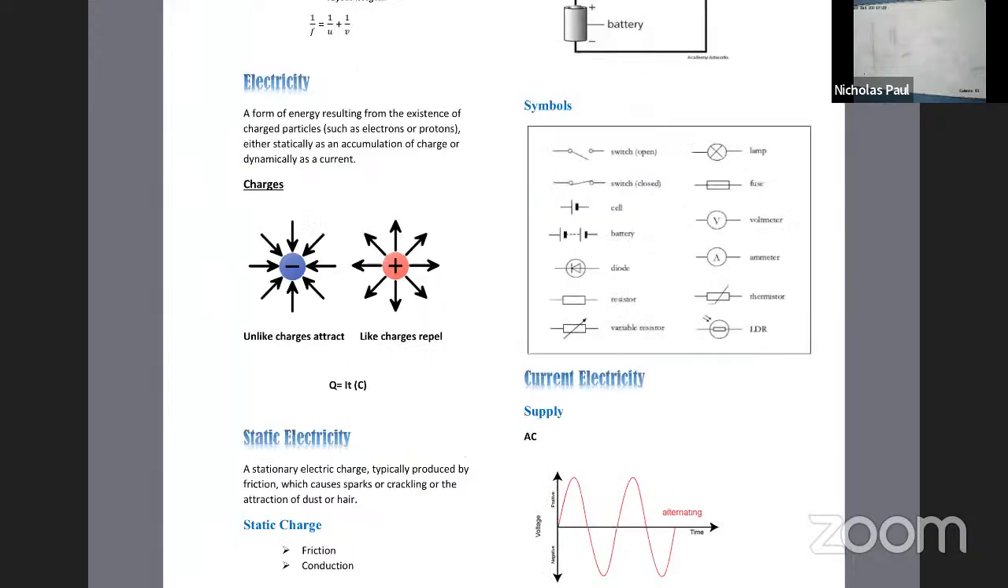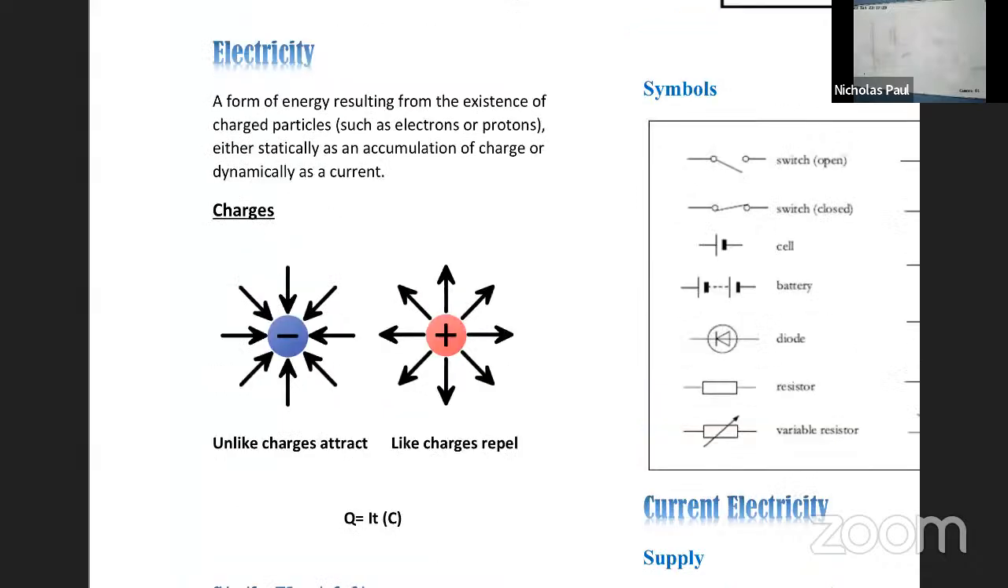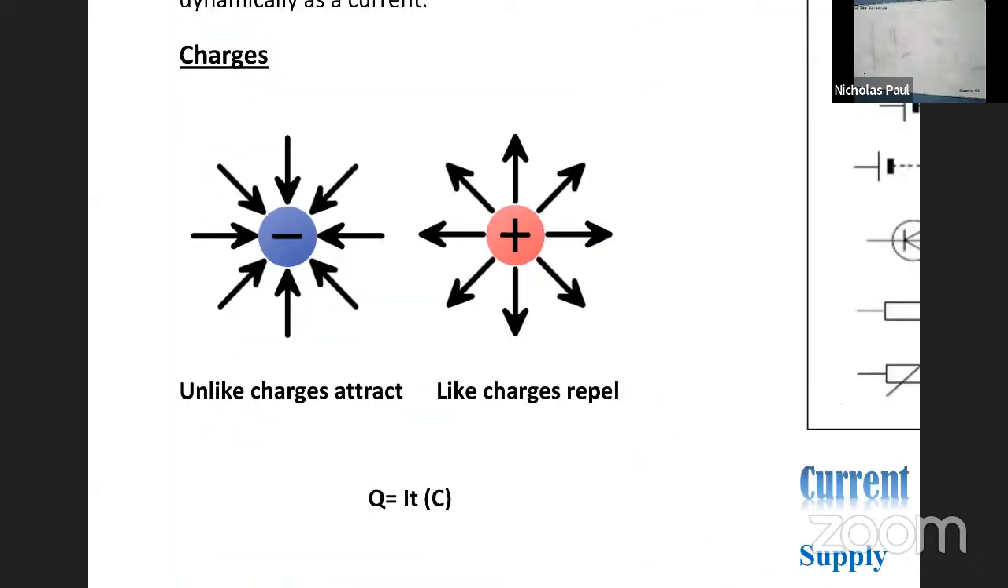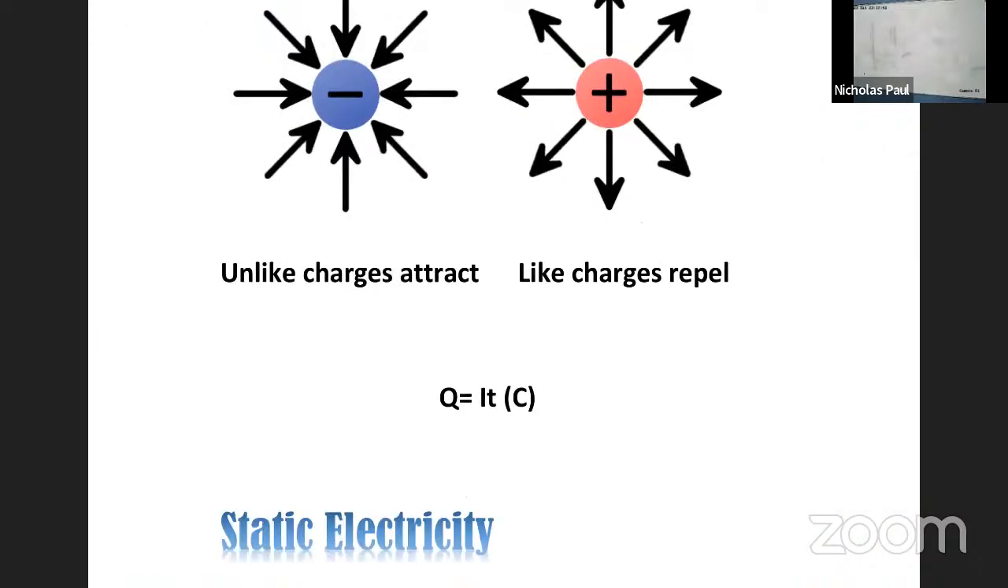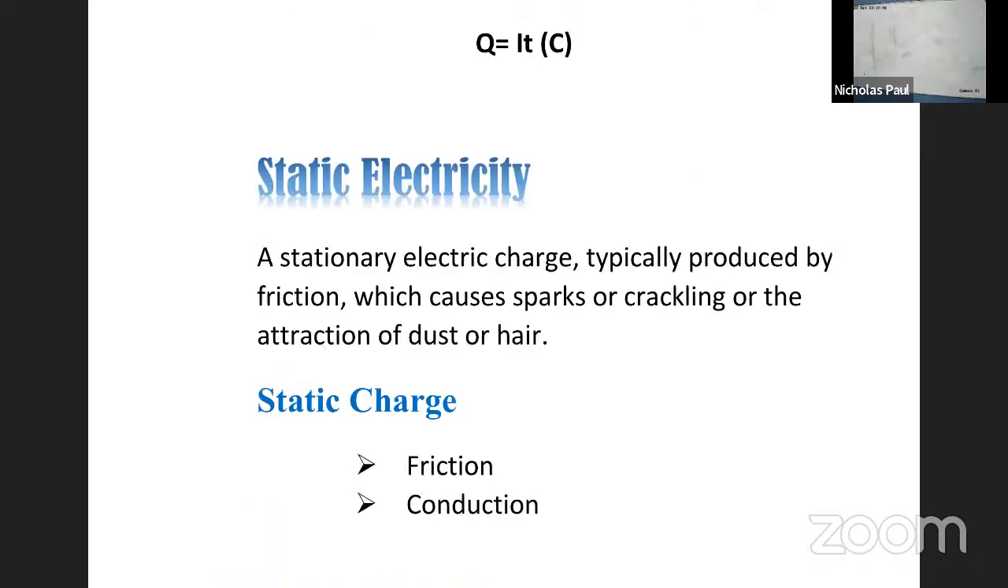Right. First thing, we need to remember that with electricity, we need to know about charges. We have two charges, positive and negative. Negative charge, the electric field goes towards. Positive charge, the electric fields go away. All right. Unlike charges attract, like charges repel.